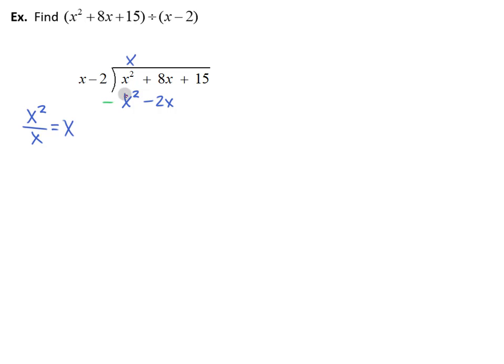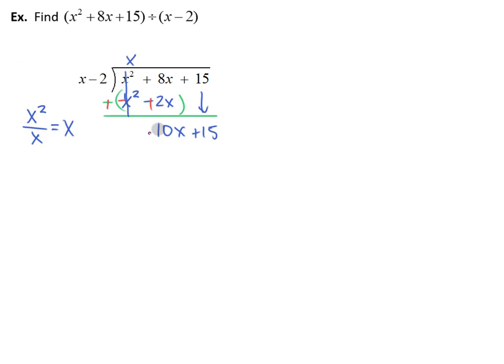Here's where we need to subtract our answer. To make our lives easier when we're subtracting, we're going to change this to adding the opposites. So we just change all the signs in there, and then we're just adding terms. So my positive x squared and negative x squared should cancel. 8x and 2x makes 10x. And then we can drop down the rest of our polynomial.